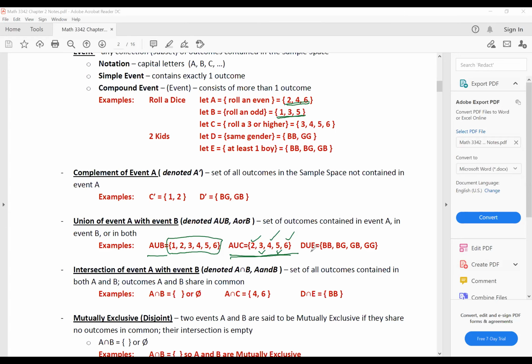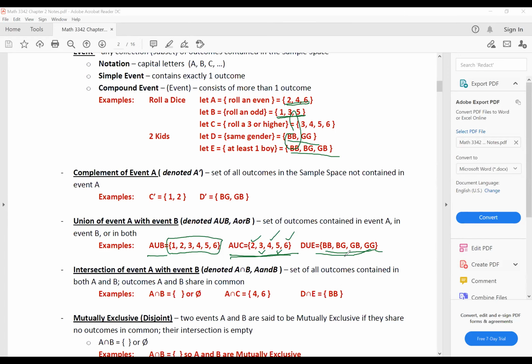So D union E will be this one. D has these 2 outcomes and E has these 3 outcomes. But this outcome is common in both events, so you do not need to write it twice. You just write this one once. So you will have a total of 4 outcomes here. And this is actually the sample space.